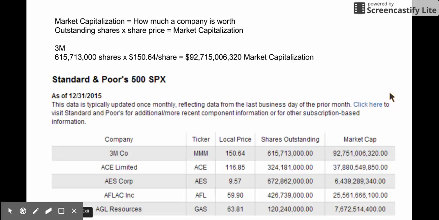So I mentioned market capitalization. The market capitalization is just the outstanding shares times the share price. So you can see for 3M, they have 615 million shares at $150 share price, which gives you a market capitalization of $92 billion.